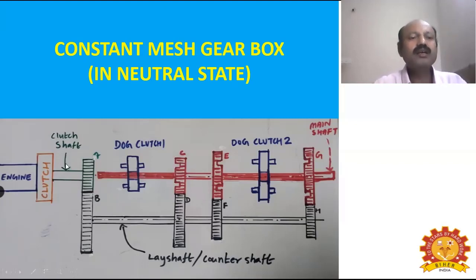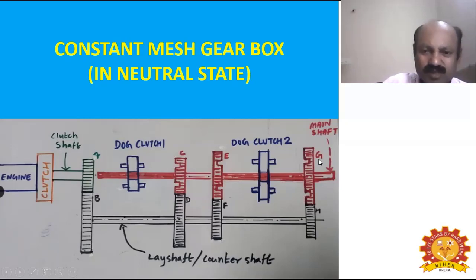Here, as usual, if you assume that the engine is running at a constant 4000 rpm, here also we can get 4 varieties of output speed. How? In the first gear, dog clutch 2 has to be moved to the right side to get locked with gear G. When the engine is running with 4000 rpm, the lay shaft, as usual, runs with 2000 rpm in this example, then the main shaft gear G is running with 1000 rpm.